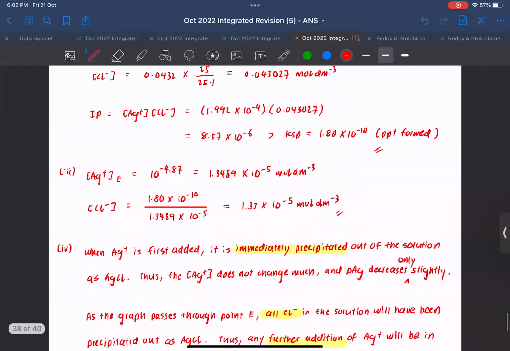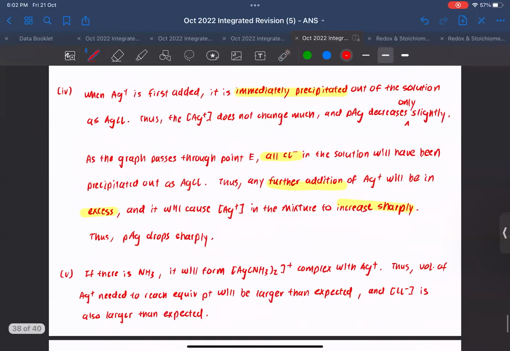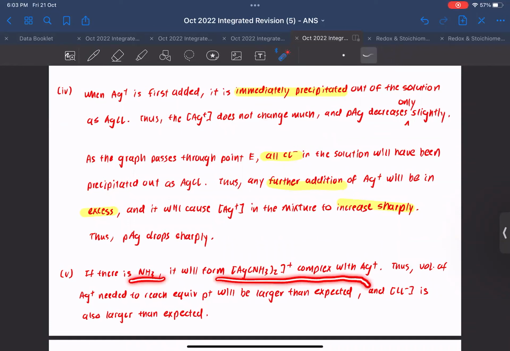So to answer the question here, I acknowledge the complex also. That's what you can do if you want to. If there's ammonia, then it could have formed a complex. That's why you need more Ag plus to reach equivalence point. Ag plus to reach equivalence is larger than expected. That's why the answer is also larger than expected. These kind of questions, you must always use the words larger than expected, smaller than expected, because it's not actually the correct answer, right?